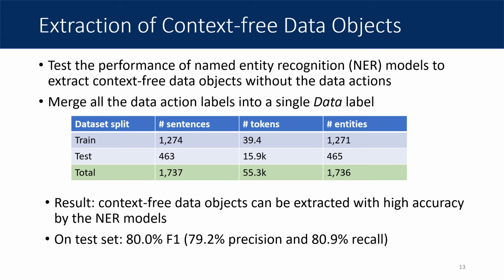These datasets had 1,737 sentences, 55.3 thousand tokens, and 1,736 entities. The corpus was then split into a training set and test set. On the test set, the BERT-based neural model achieved an F1 score of 80%, or 79% precision and 81% recall. This result provides support that context-free data objects can be extracted with high accuracy by the neural models, and the consistency of the annotations on data objects in our corpus.